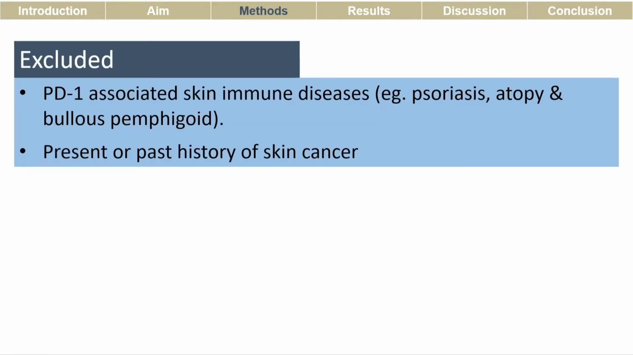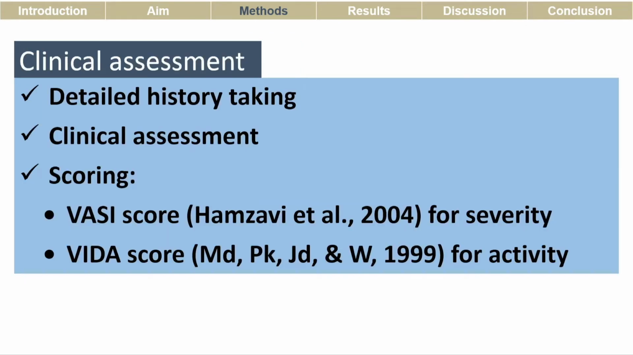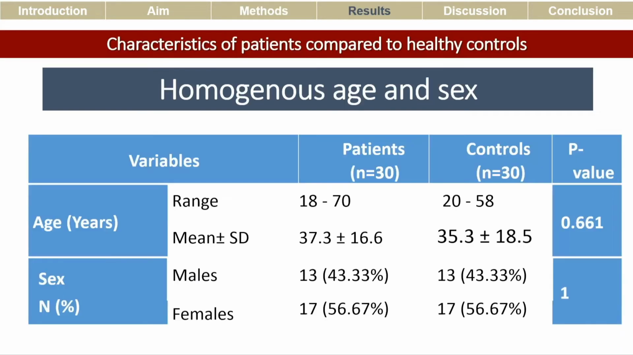We excluded patients with PD-1 associated skin immune diseases such as psoriasis, atopy, and bullous pemphigoid. We also excluded all patients with present or past history of skin cancer, since they are known to overexpress PD ligand 1. Clinical assessment included VASI score for severity and VIDA score for activity.